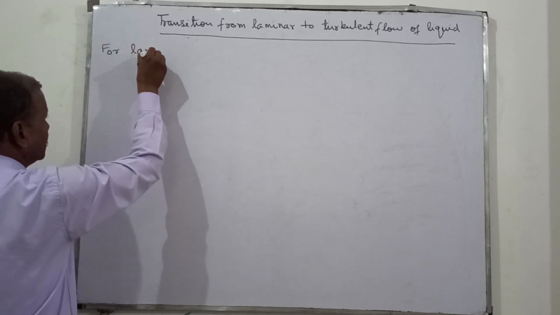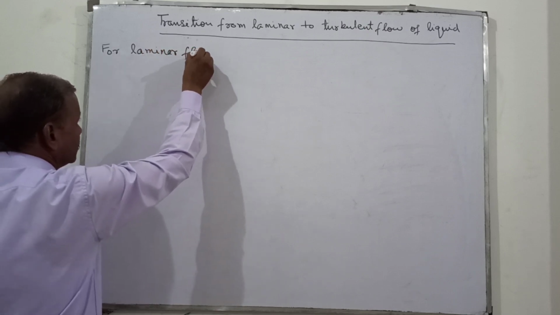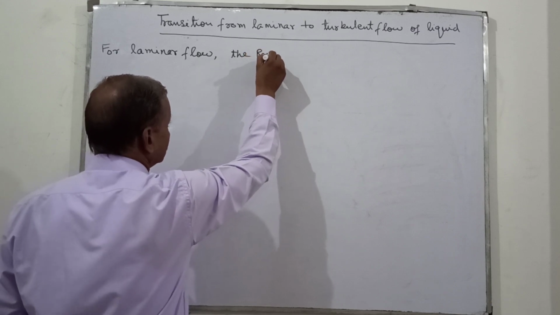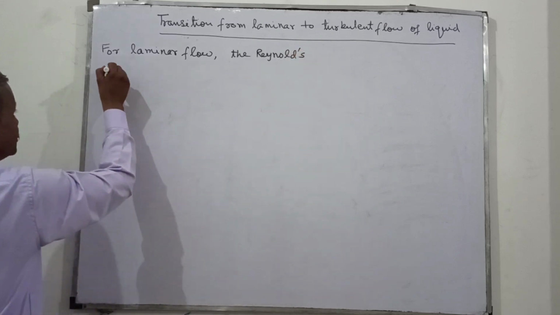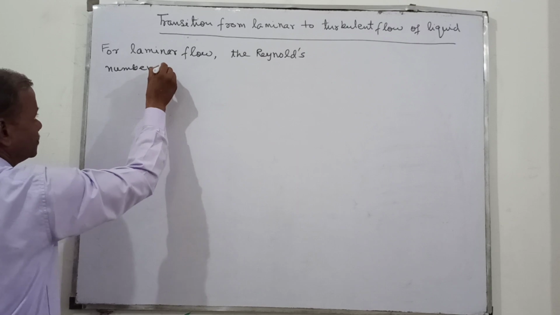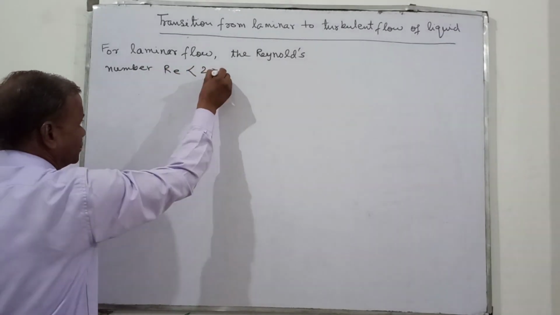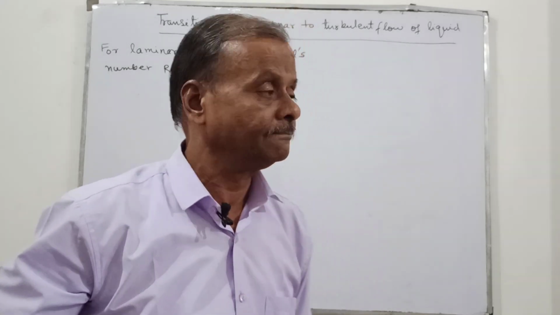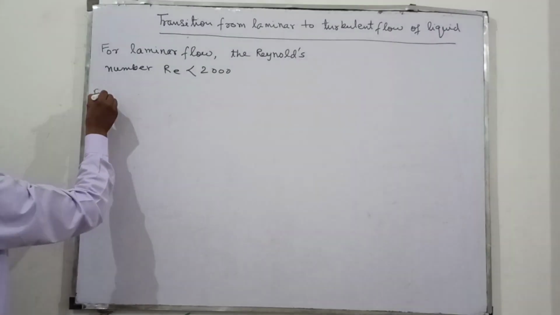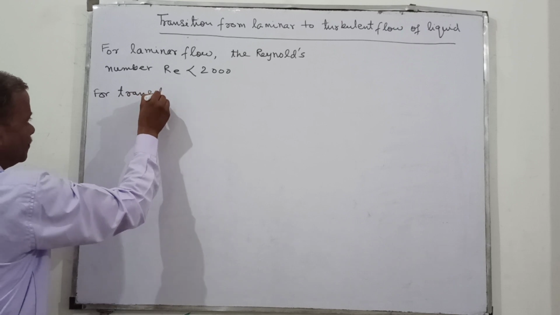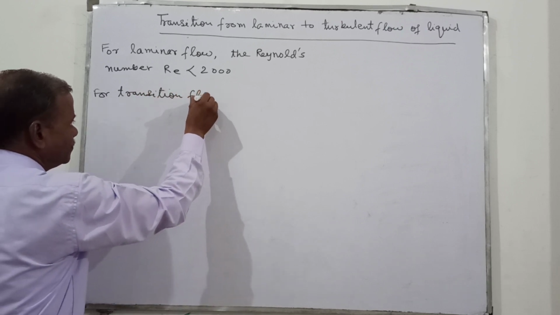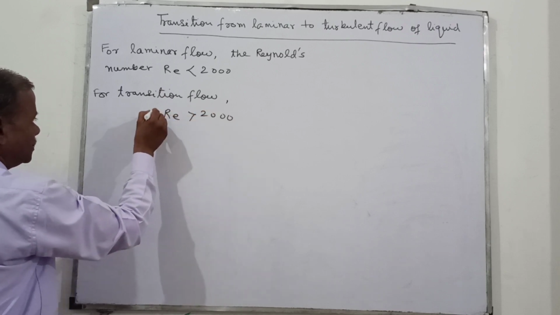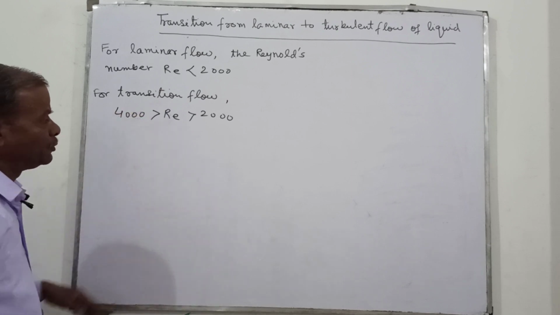For laminar flow, the Reynolds number Re is less than 2000. This we know, that laminar flow takes place when the Reynolds number is less than 2000. For transition flow, the Reynolds number is greater than 2000 but less than 4000. This I have told you earlier.